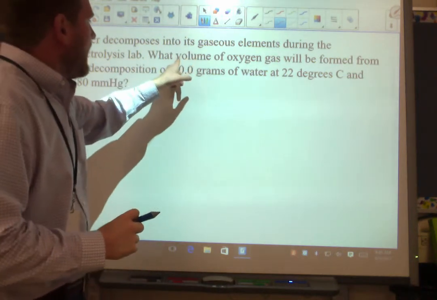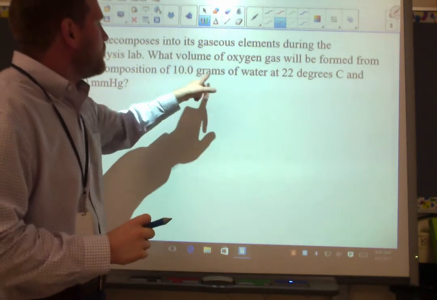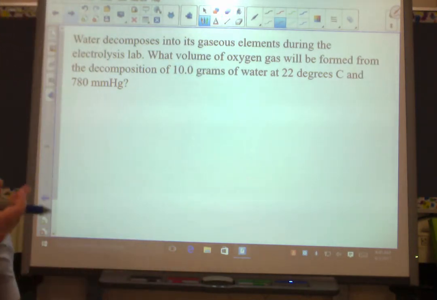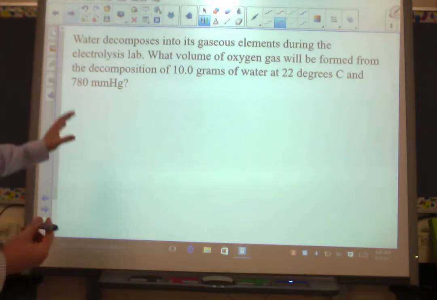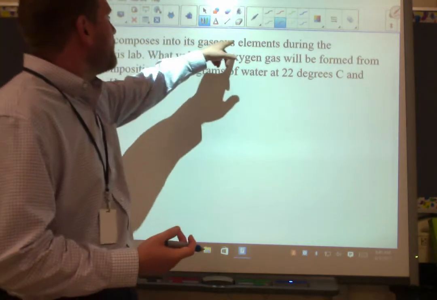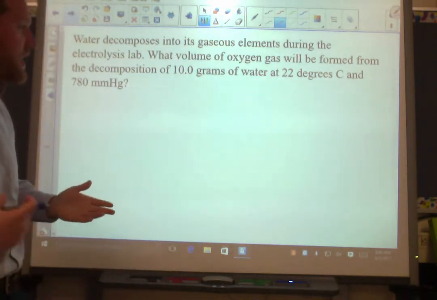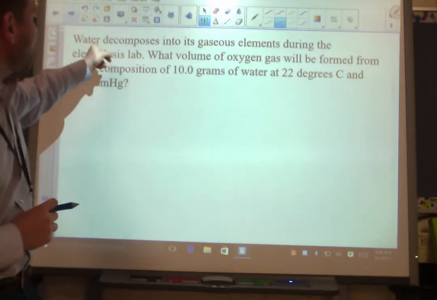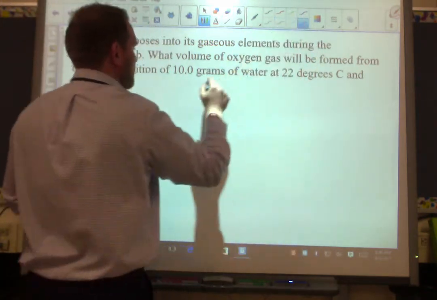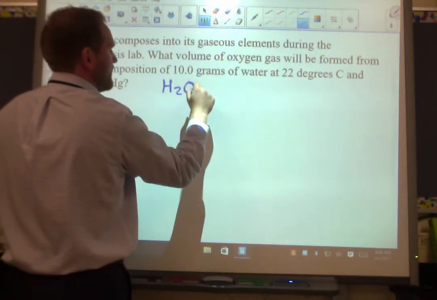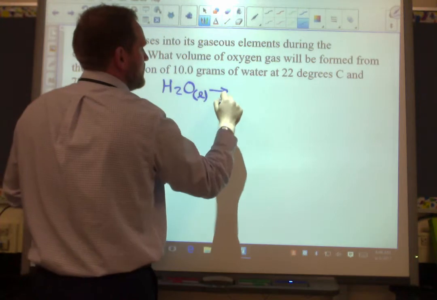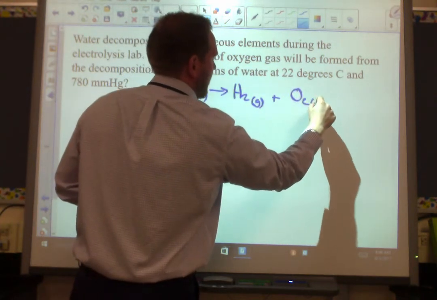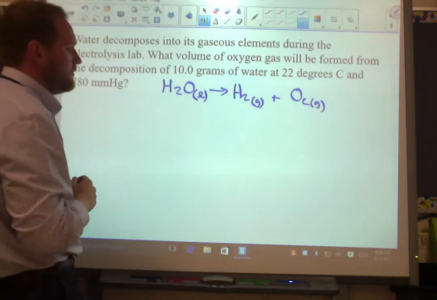But here's the thing. I asked for the volume of oxygen gas, but I gave you water. This is going to be like a stoichiometry problem involving gases. Generally, when you see some kind of opening statement about a reaction, you're probably going to have to write the reaction with a balanced equation. So let's do that. We have water decomposing into its gaseous elements. So we can assume that's liquid water, decomposing into H2 gas plus O2 gas. So we need to balance it.